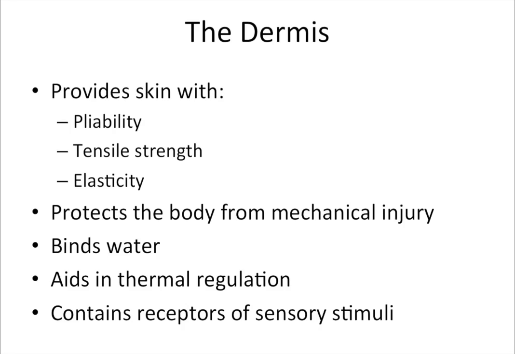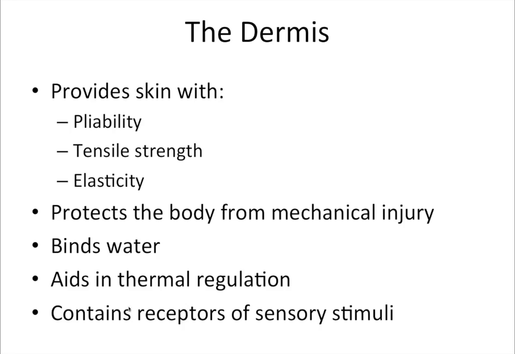It functions by protecting the body from mechanical injury. It also is responsible for binding water, and it aids in thermal regulation. Part of this is through the blood. You can thermally control temperature by regulating the blood flow to a certain region, but also the sudoriferous glands, and that's going to be a really important section of the skin that we're going to actually cover in the next chapter, chapter 6.